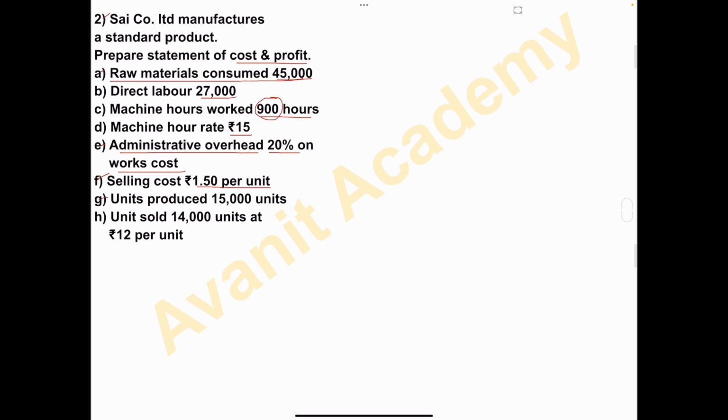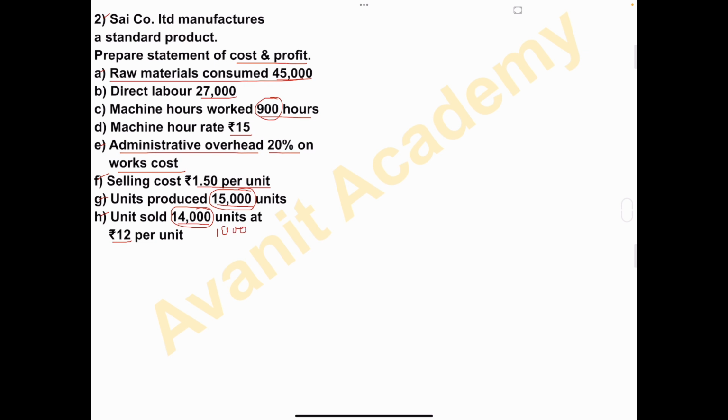G. Units produced is 15,000 units. So during this period, how many units are produced? 15,000 units. And the last point is units sold, 14,000 units at rupees 12 per unit. Out of 15,000 units produced, 14,000 units are sold. So how much remain? 1,000. Correct?